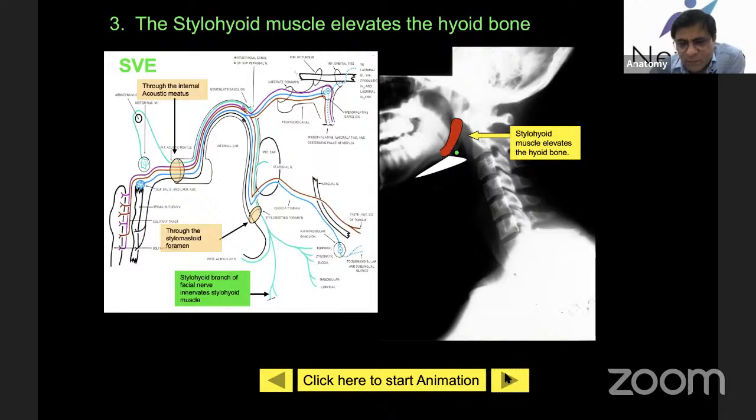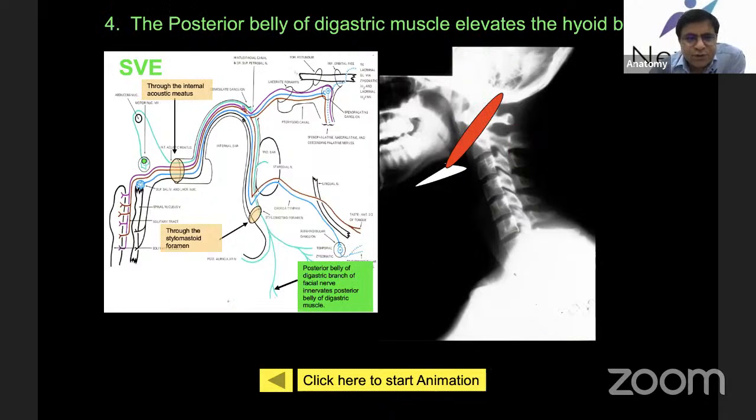Okay. Then you see here the posterior belly of the digastric muscle elevates the hyoid. So you see that this muscle is innervated by this nerve. This is the course of the impulse traveling through this branch. This will innervate the posterior belly of the digastric, which will help in elevating the hyoid.